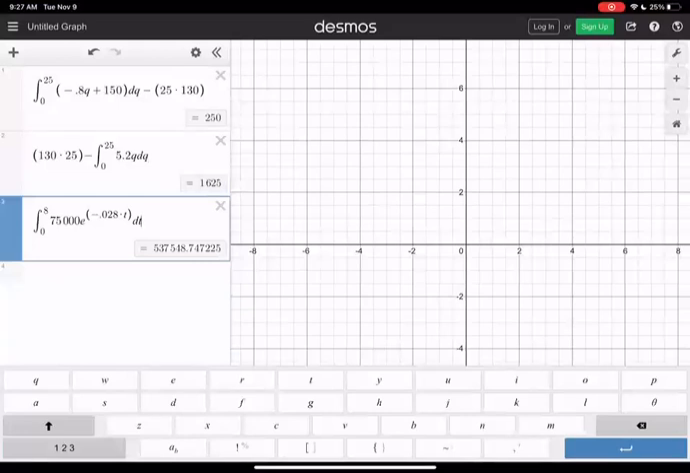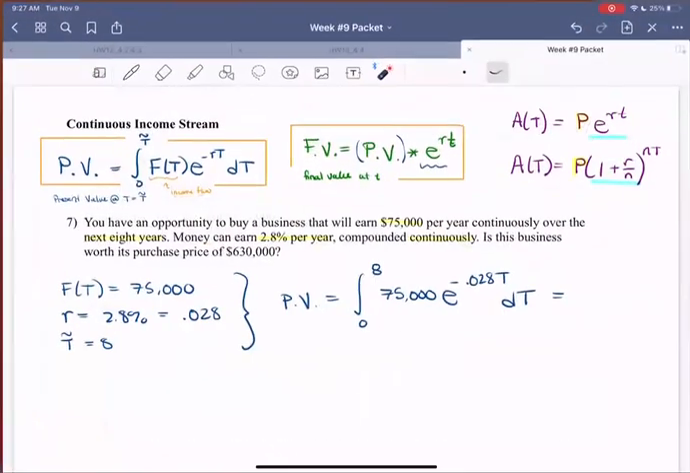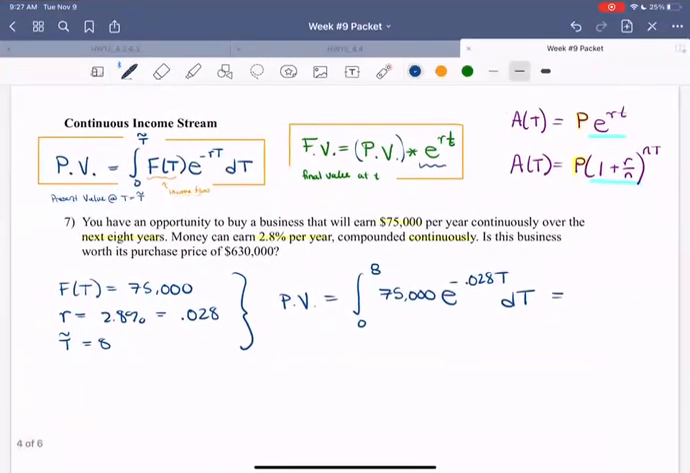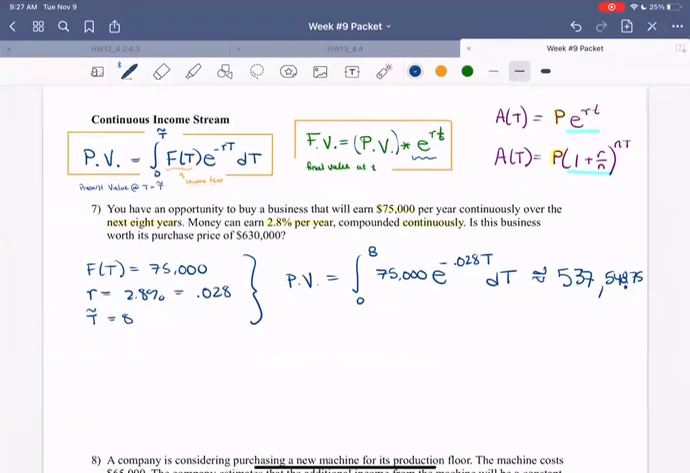And so we're getting 537,548.747. We're just going to round, so I'm going to write that down in our notes. What we're getting here is an approximation because we're rounding: 537,548.75. So that's the present value of the business.